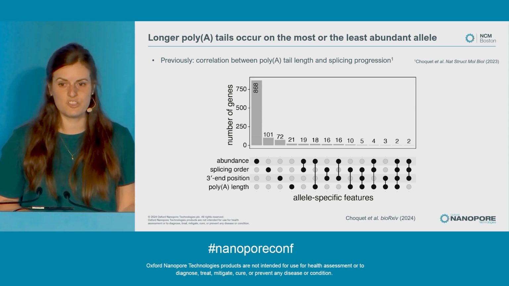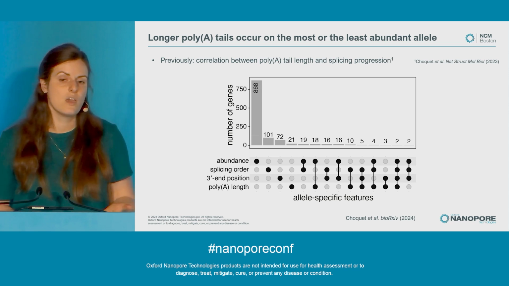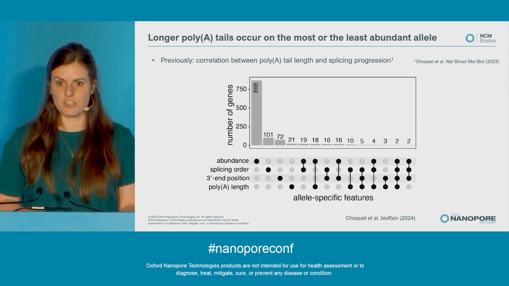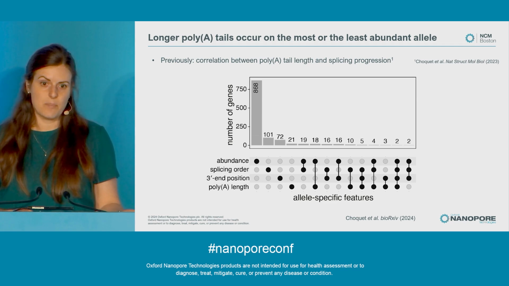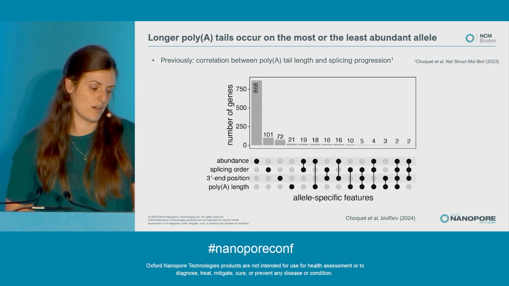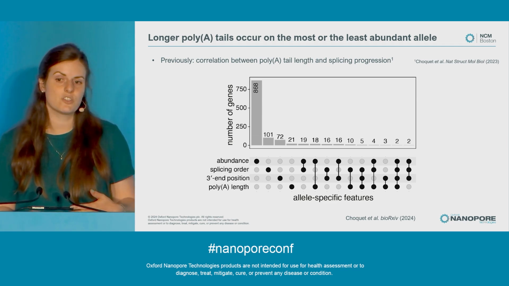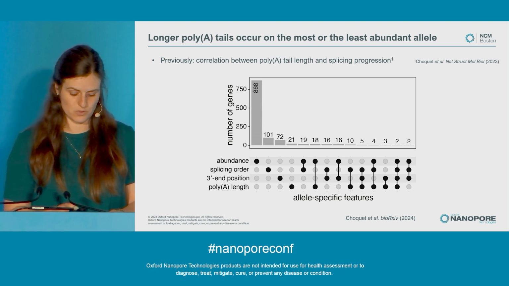And for the majority of the genes, as you can see on this upset plot, there was a single allele-specific feature. But we did identify a number of really interesting examples that displayed 2 or more allele-specific features. And today I just want to quickly highlight 2 of those examples.